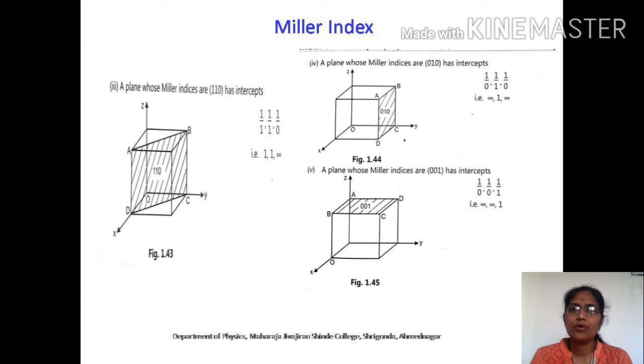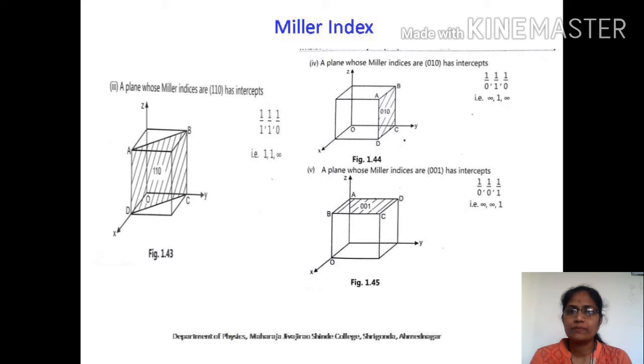Therefore, 1 upon 1, again the h value is 1 upon 1, the k value is 1 upon 1, and the l value is given as 0, so 1 upon 0. We know that 1 upon 0 gives us infinity, meaning the given plane intersects the z-axis at infinity, and it will intersect the x and y axes. So its intercepts are 1, 1 and infinity along the x, y and z axes.